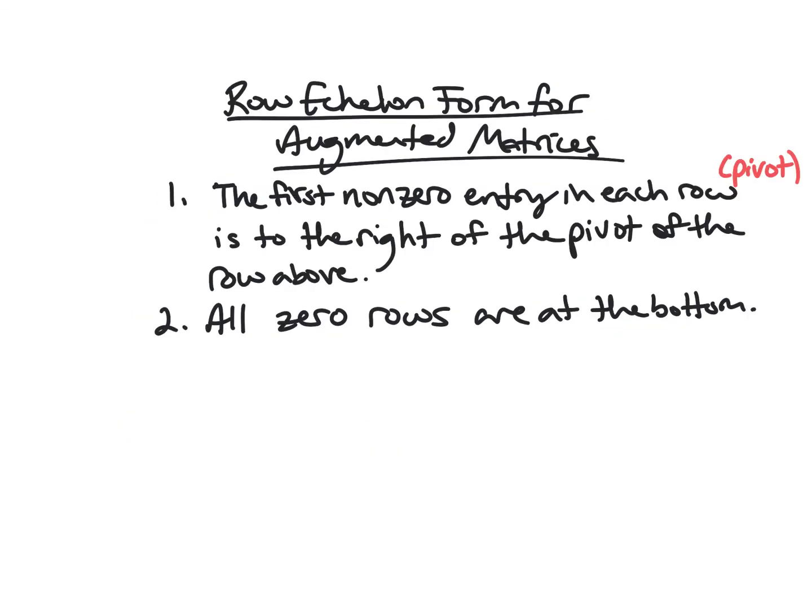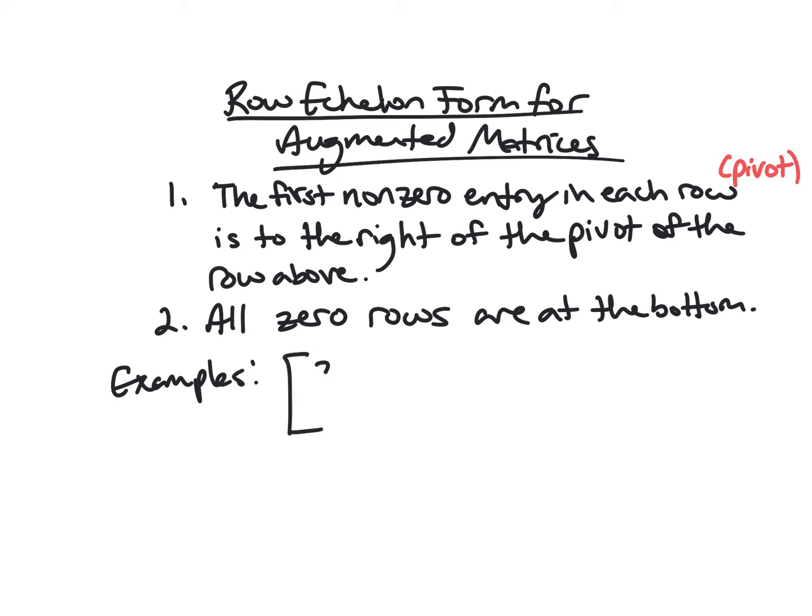Okay, so first let's recall what row echelon form means, and it's the same thing for augmented matrices as it is for linear systems. First, the first non-zero entry in each row, which we call a pivot or the leading coefficient, is to the right of the pivot of the row above, and all rows with only zeros are at the bottom. So our goal is to work with that. Let's go through some examples. We're going to go back to the 2 systems we started with.